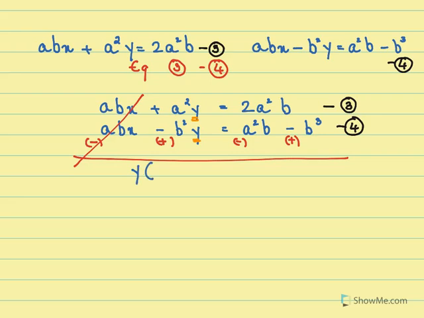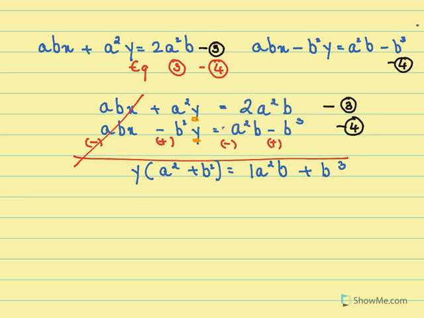Now what remains inside are the coefficients. After having taken y common out, a square plus b square will remain. Now here again I have 2a square b. This is 2a square b minus 1a square b, and that would be 1a square b. And this is now plus b cube. We take y, a square plus b square.